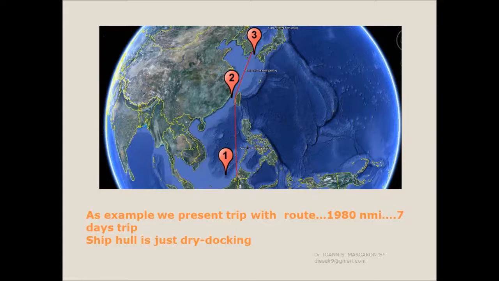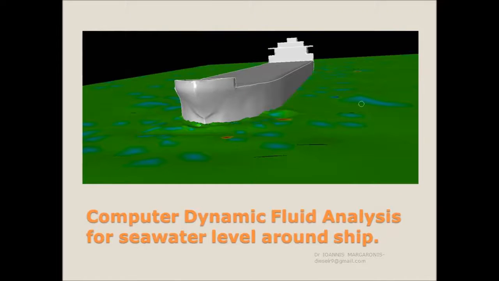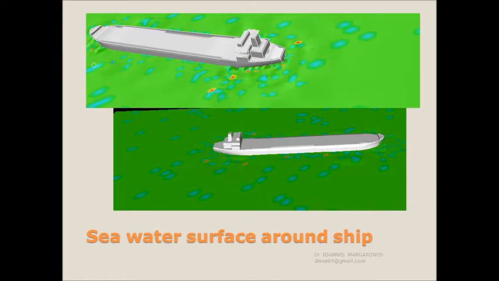The ship hull has just been dry docked. The first trip, part 1 to 2, Borneo-Taiwan, was done with a mean draft of 12.9 m and an average speed of 12.9 knots. Computational fluid dynamics analysis for the seawater level around the ship. Seawater surface around the ship.